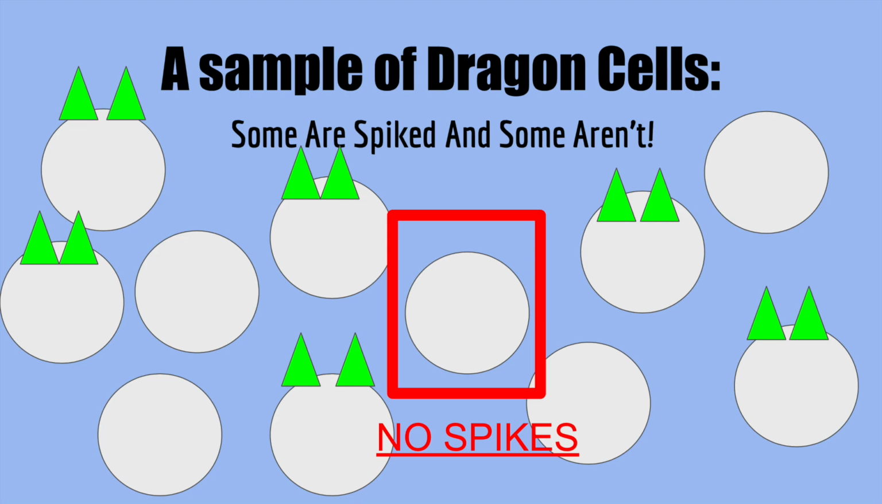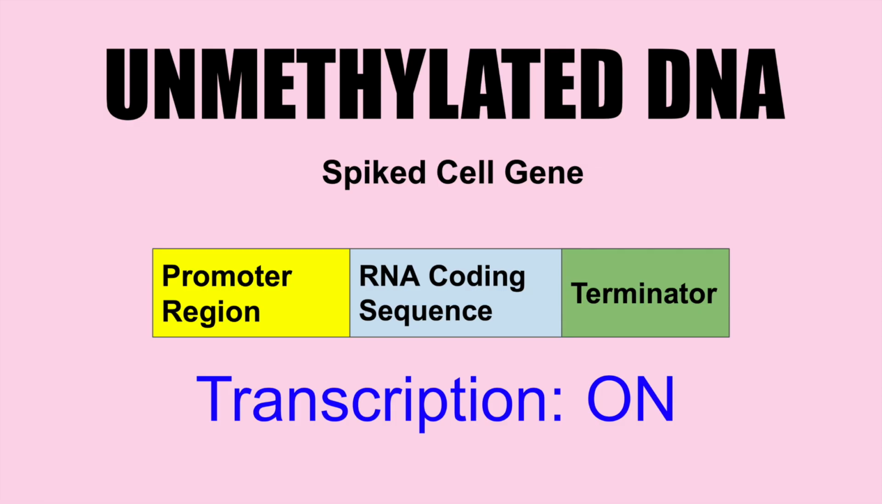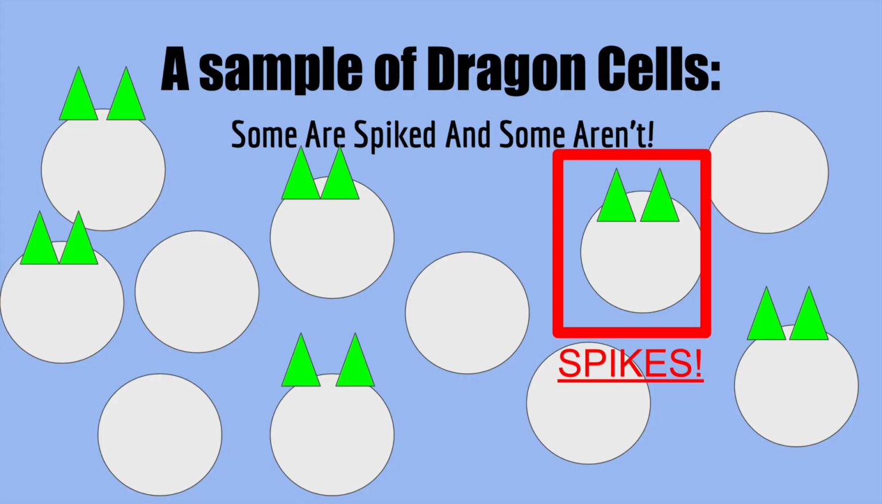Even though the cell has the same genome as the cell next to it, if the cell next to it is not methylated, the unmethylated cell will be more likely to be transcribed as usual and result in the spiky phenotype.